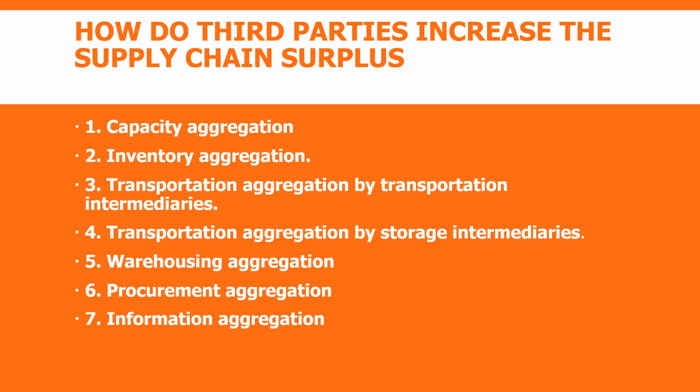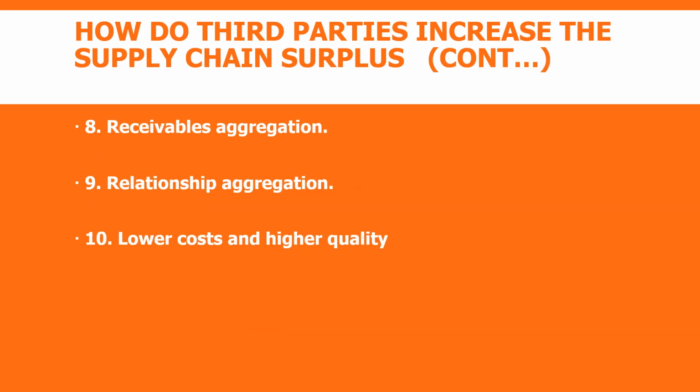Okay, so we'll see what are the possible ways: capacity aggregation, inventory aggregation, transportation aggregation by transportation intermediaries, transportation aggregation by storage intermediaries, warehousing aggregation, procurement aggregation, information aggregation, receivable aggregation, relationship aggregation, and finally lower cost and higher quality. Okay, so we'll see one by one.